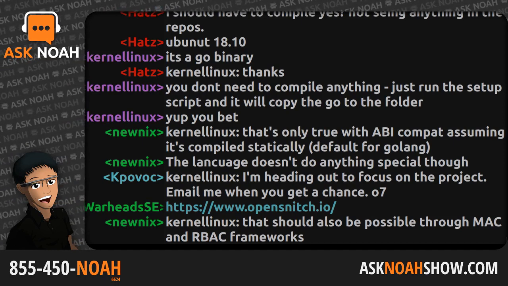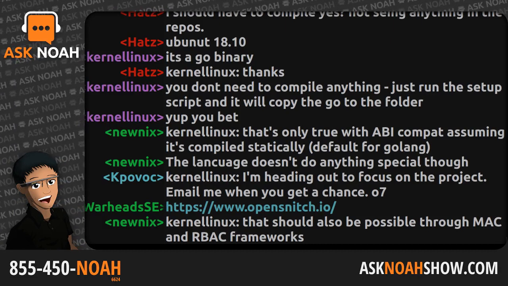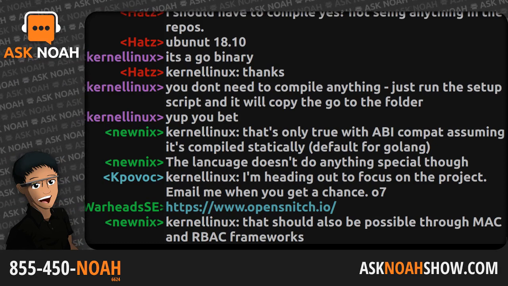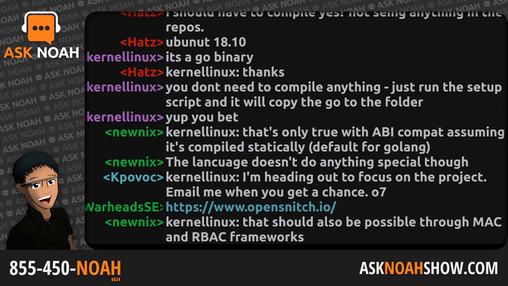But yeah, this is a really cool application. It's not something that I really would want to dedicate an entire episode on or anything like that. The OpenSnitch, but it is something that's worth talking about, and it is something worth shedding some light on because they are doing a fantastic job.